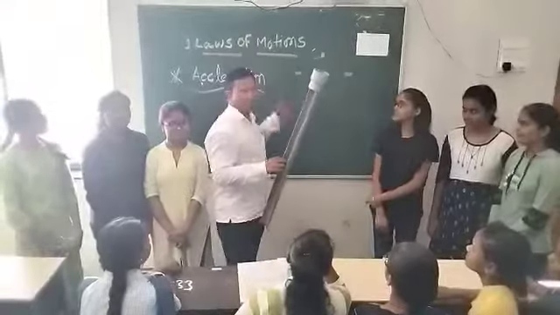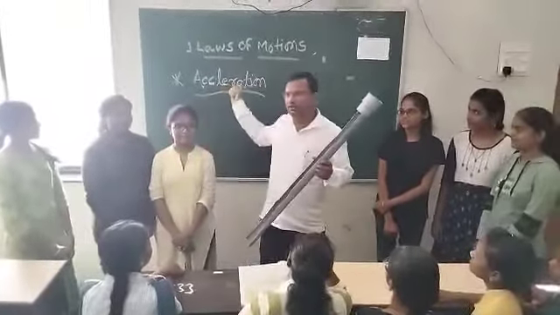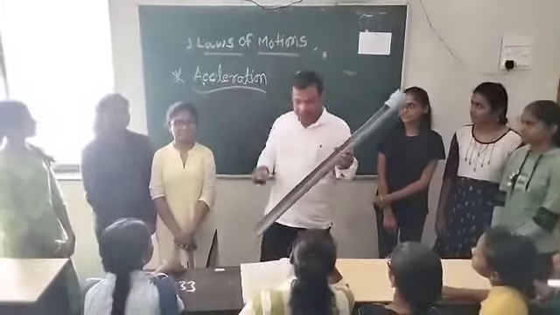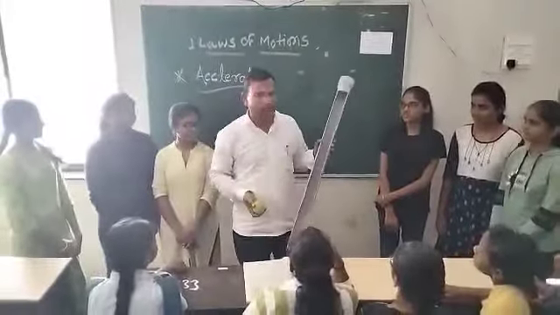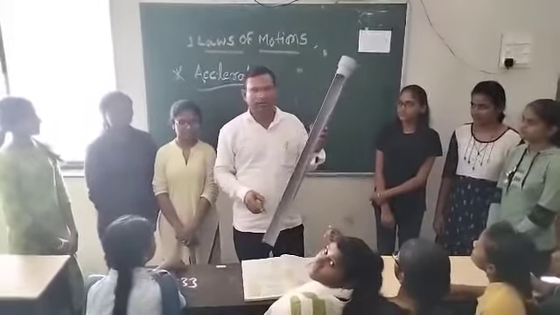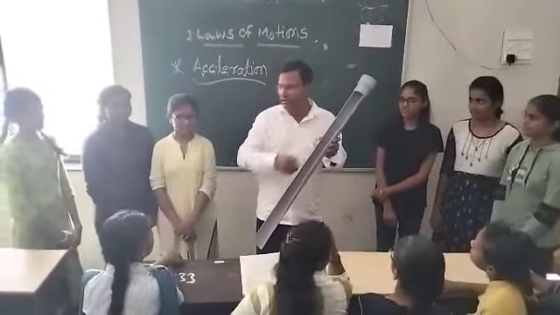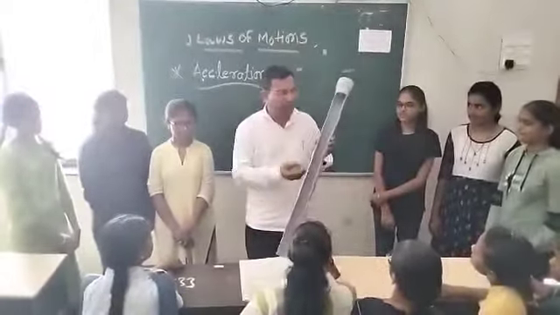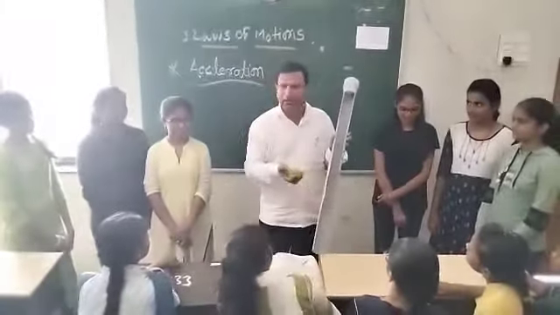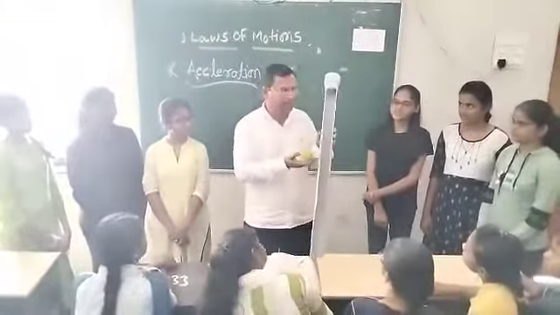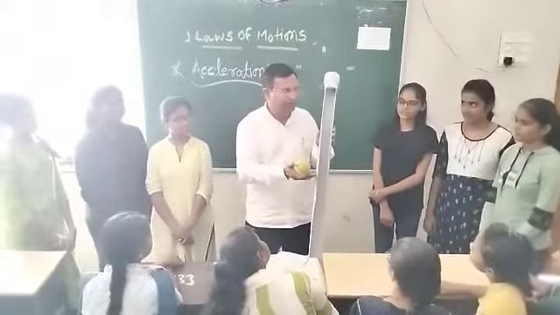Laws of motion, and here today we will see acceleration and the activity on acceleration. Now in our book they give one plastic tube, 1 meter long, and we have to cut it into two halves. So it is making a channel type, correct? And this is a ball. So we are taking the plastic pipe, we cut it, and this ball is there.